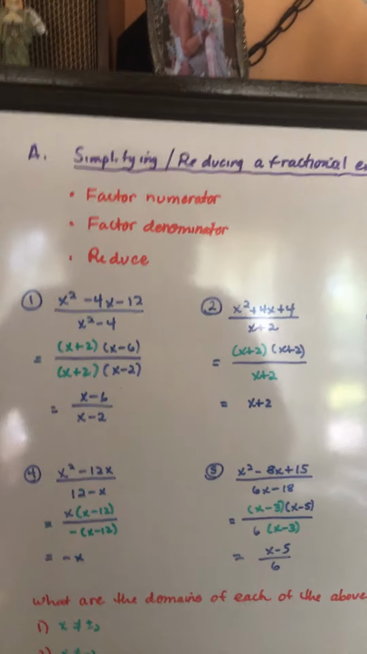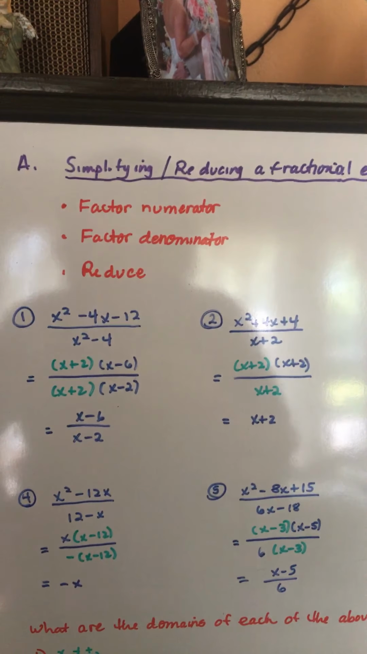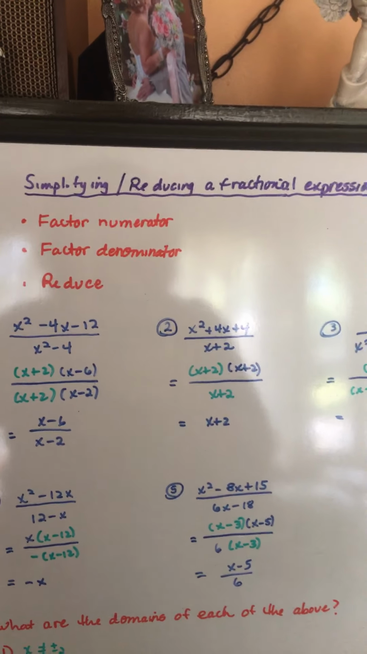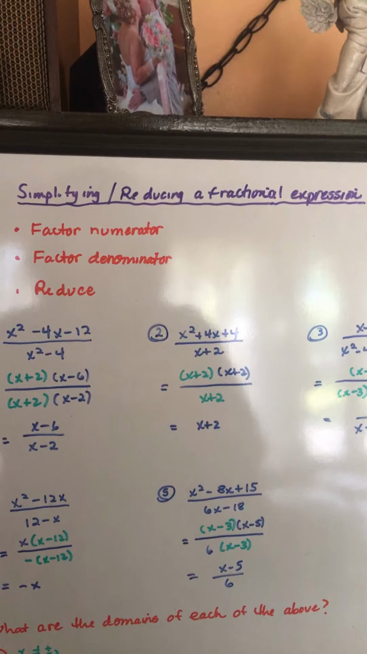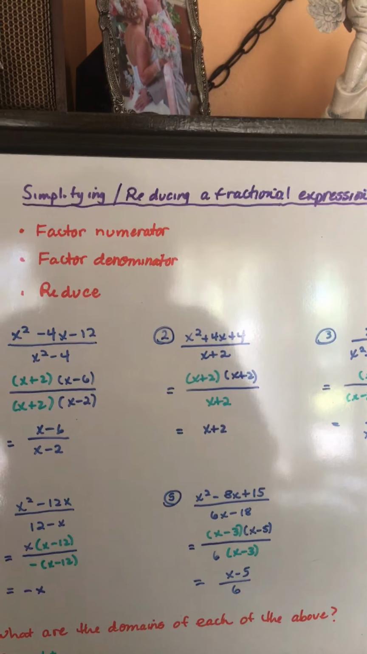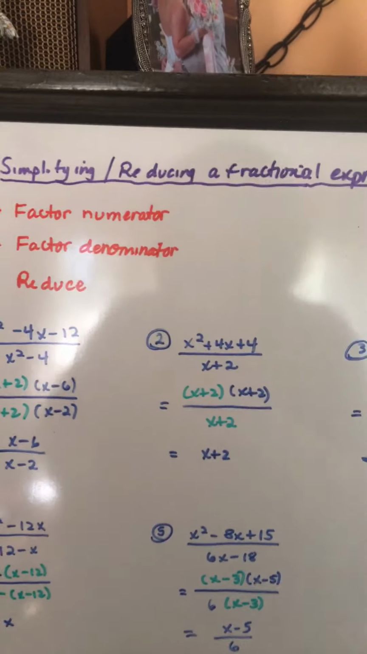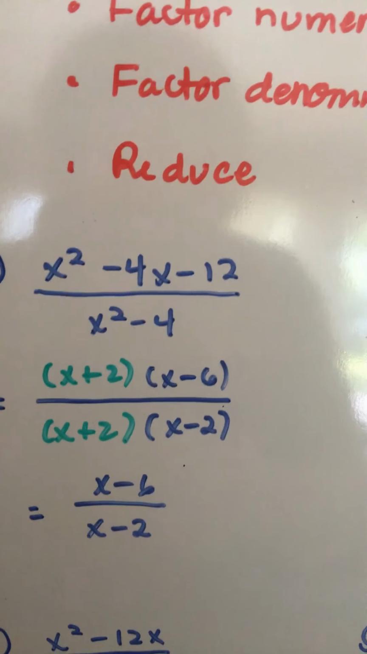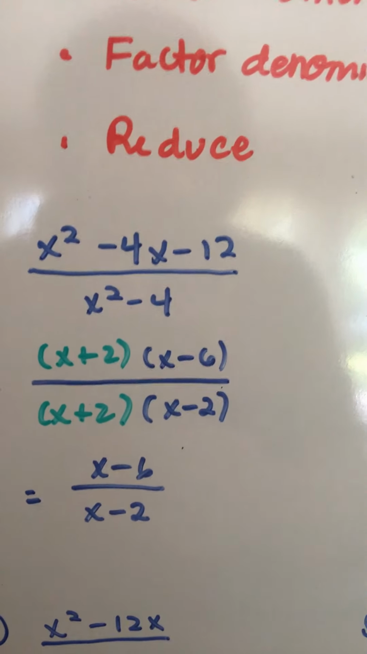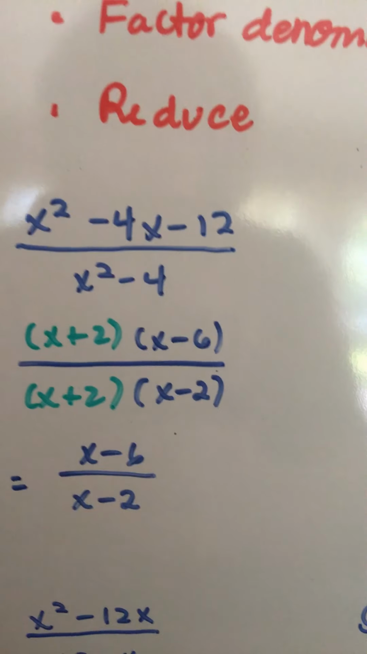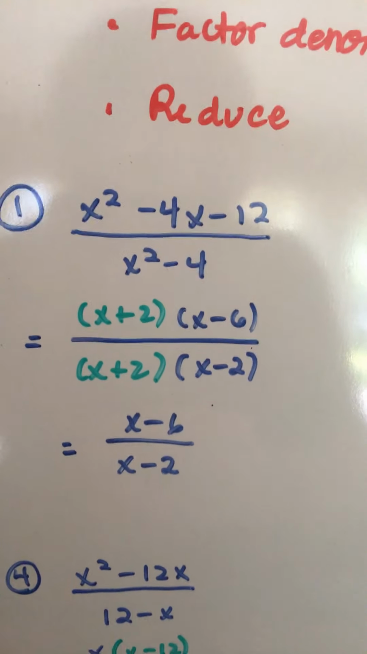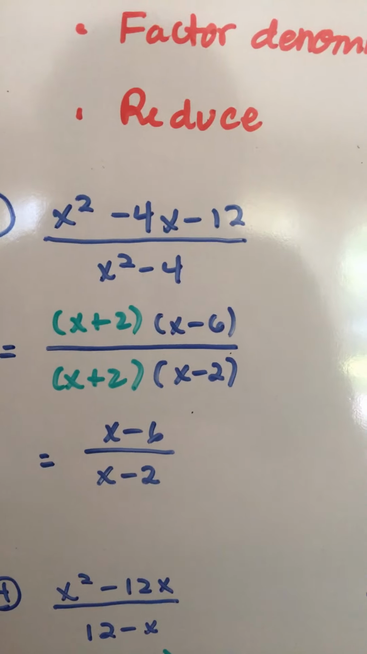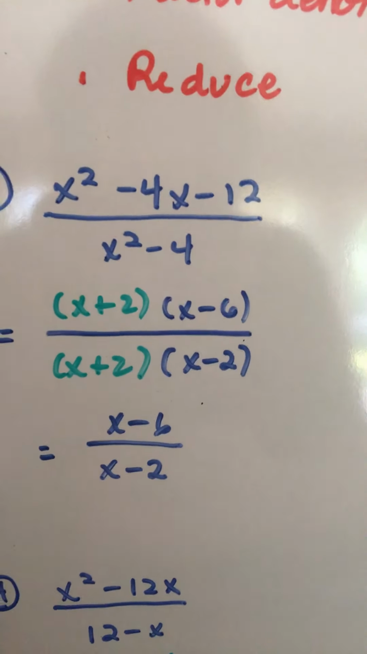Now, part A, once we got past domain, I'm going to ask you to simplify a simple fractional expression. Notice you're going to factor the numerator and denominator and reduce. So I went ahead and factored each. Pretty basic. You should be able to do that. We just reviewed factoring. And I reduced. And so here is my simplified expression.